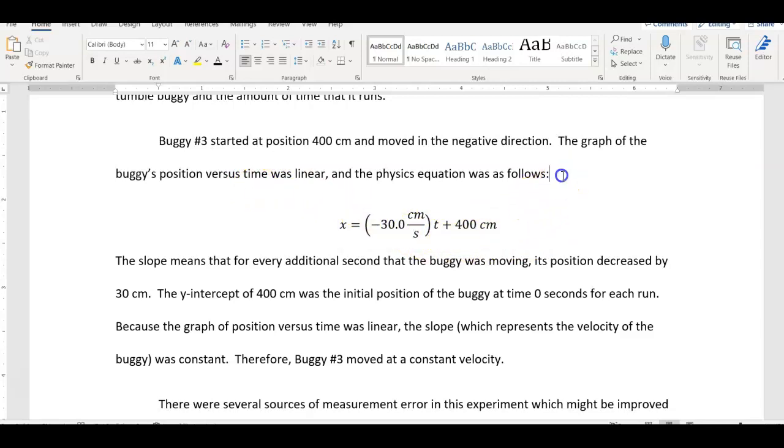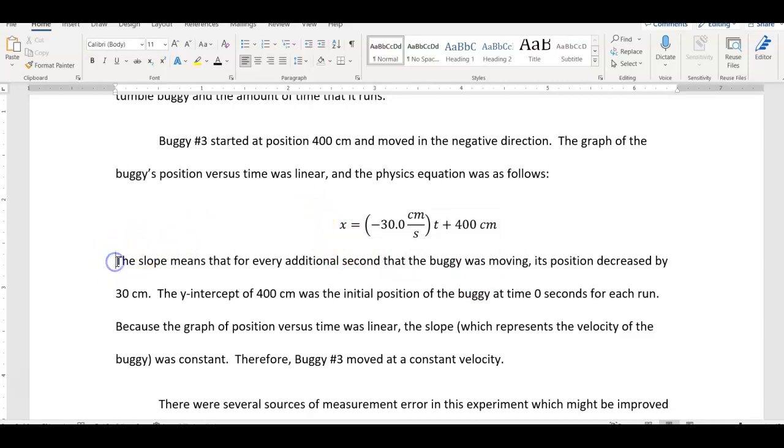Notice that I hit a return so that I can put that physics equation centered on its own line. It's very important that the equation stand out. That is the star of the conclusions. It's the thing that people want to be able to see very easily.